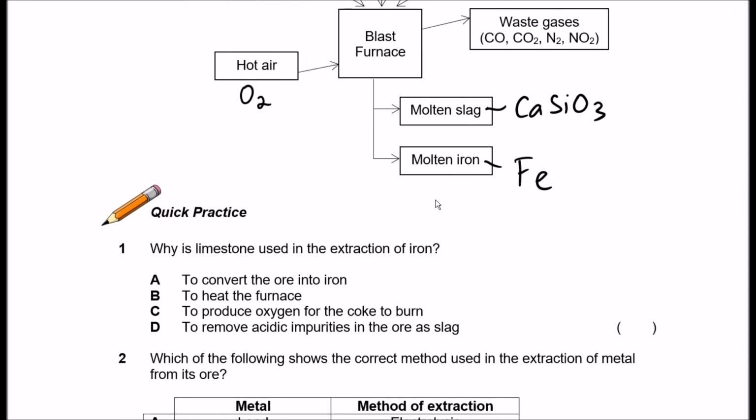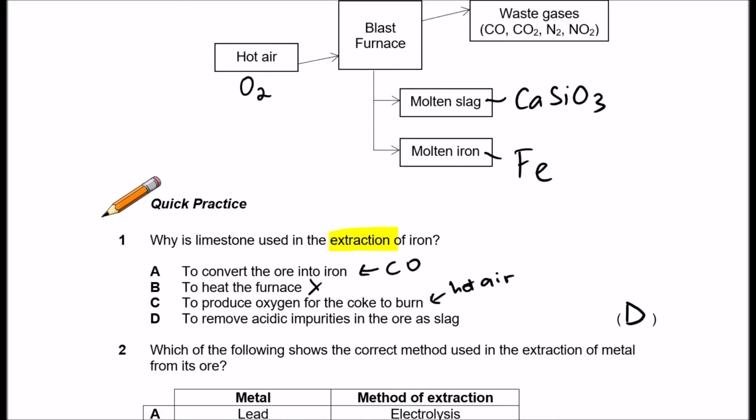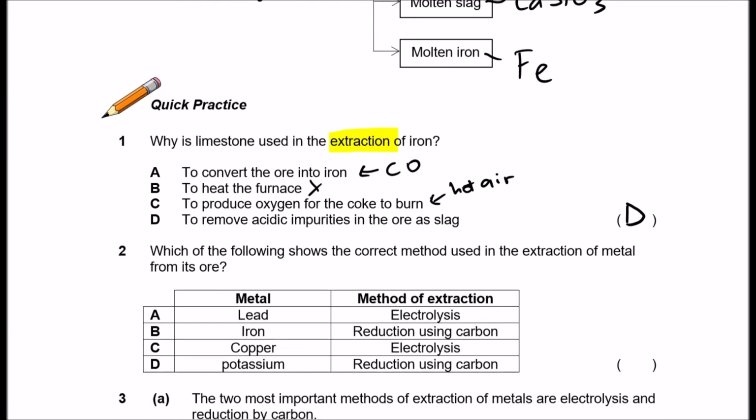Now it's time to try some questions to apply our knowledge. For the first question, why is limestone used in the extraction of iron? We have a few options here, and we need to recall what the steps are. Converting the ore is the reducing, which is from carbon monoxide. Oxygen is found in the hot air, and to heat the furnace you will just use a fuel. So the most logical answer would be removing acidic impurities, which is silicon dioxide.